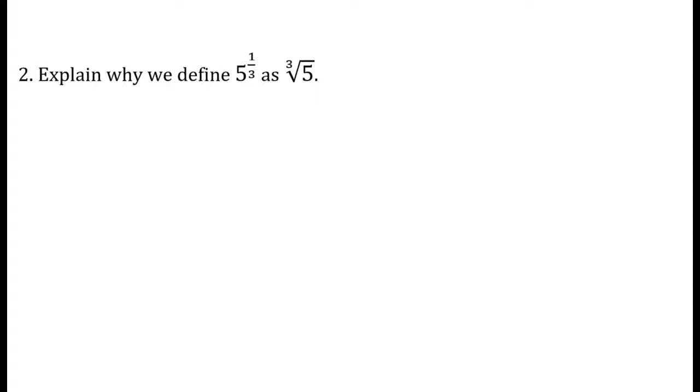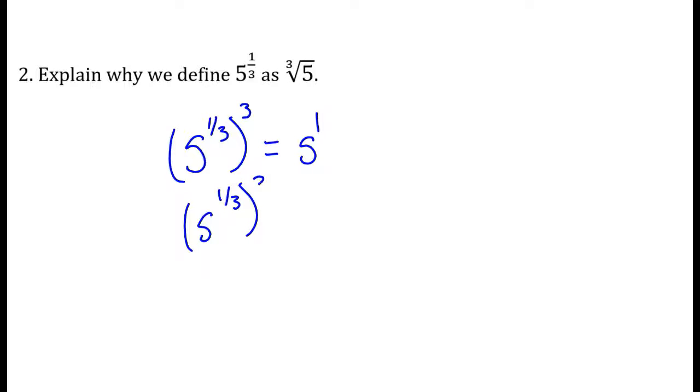Explain why we define 5 to the 1/3 as the cube root of 5. Just don't say it's power over root. Why did we define it that way? Well, we said 5 to the 1/3. If I cube that, using power of a power, 1/3 times 3 is 1. That gives me 5 to the 1. So 5 to the 1/3 cubed has to give me 5, somehow. And I really should be using sentences here because we see the word explain.